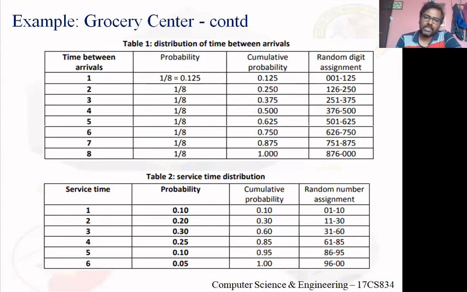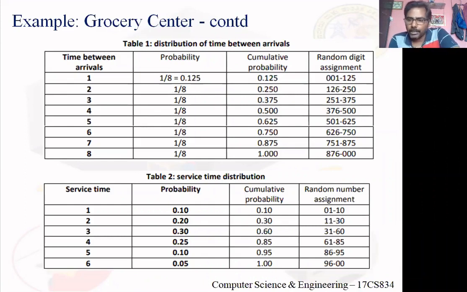First entry will be the same, 0.10. So next entry, how to compute the current cumulative probability with the probability of the next service time. In this case, it is the probability of the next service time. So 0.1 plus 0.2, 0.30. Similarly, for next, 0.30 plus 0.30, 0.60. Next, 0.60 plus 0.25 is 0.85. Next, 0.85 plus 0.1, 0.95. 0.95 plus 0.05 is nothing but 1. At last, you should get 1.